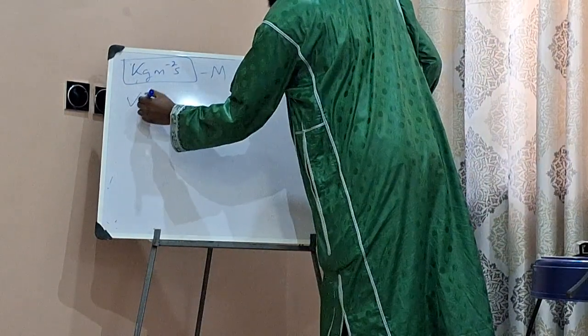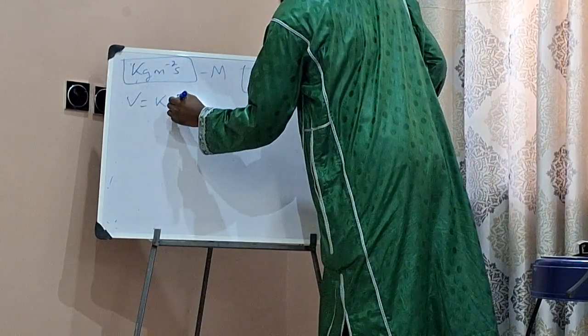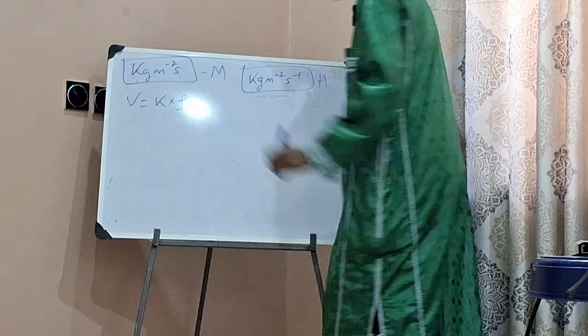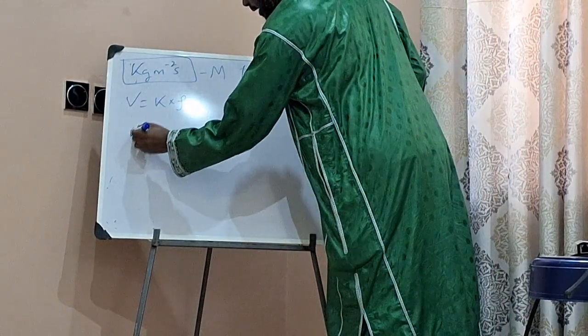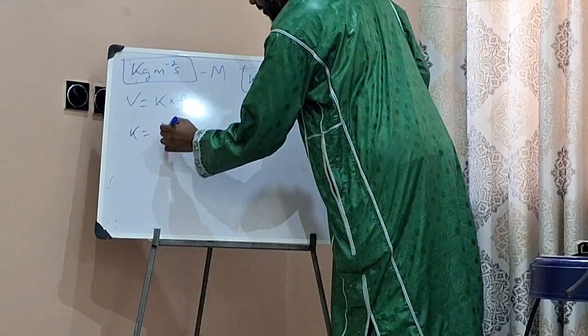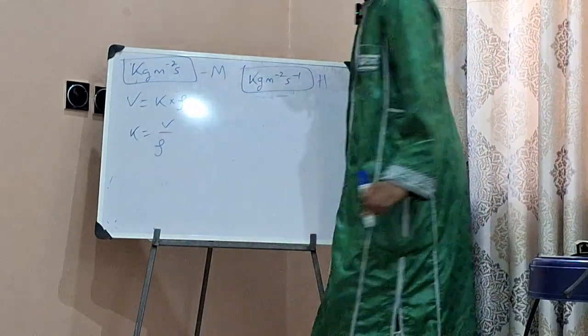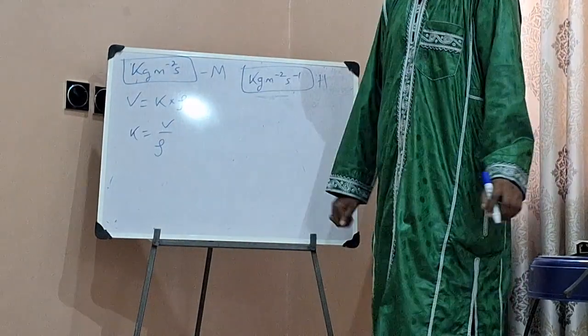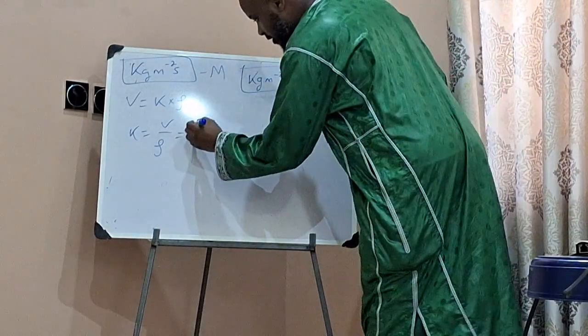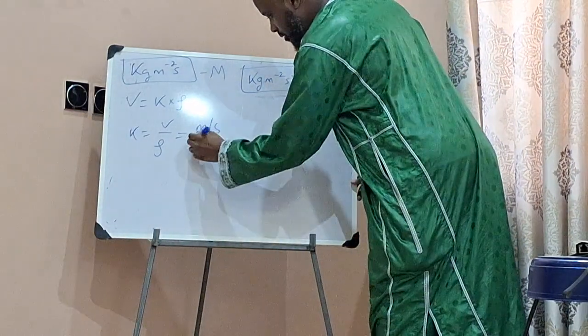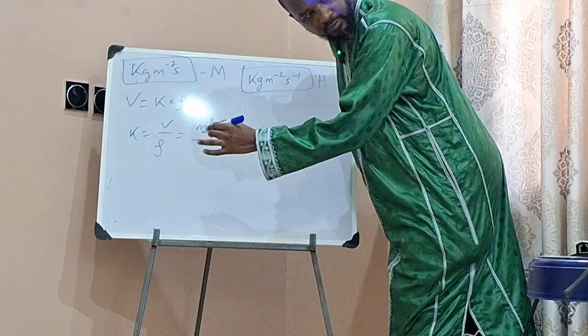So let's work it out. It says velocity equal K times density, right? Just like we mentioned, you simply make K the subject of the formula. So this is velocity over density, correct? By dividing both sides by density. And then we plug in their units. Velocity is in meter per second. Density is in what?